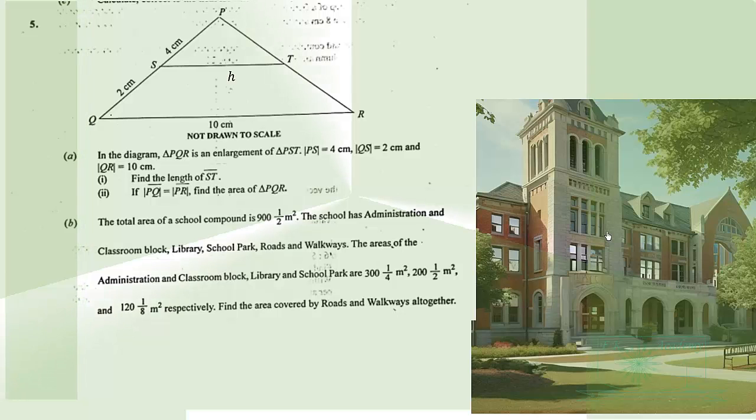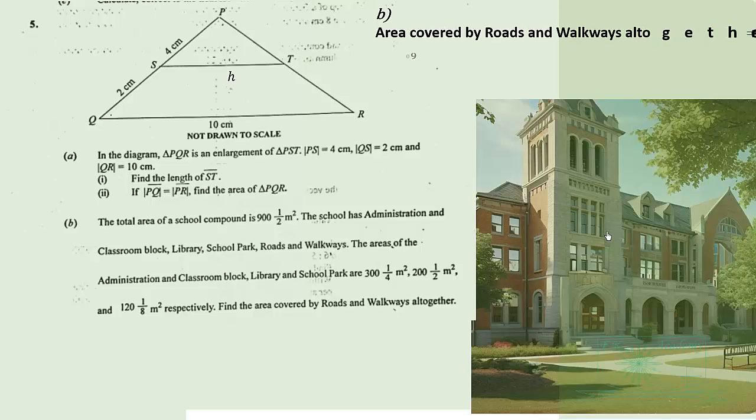Great. So this is application of mixed fractions and your understanding of addition and subtraction. So the area covered by the roads and walkways altogether will be equal to the total area minus the sum of all the areas I mentioned here. So that will give us something like this. You have two ways to go about this. You can go the hard way and the easy way, that is how I call it, or the smart way and the difficult way.